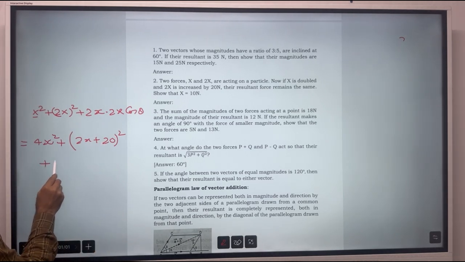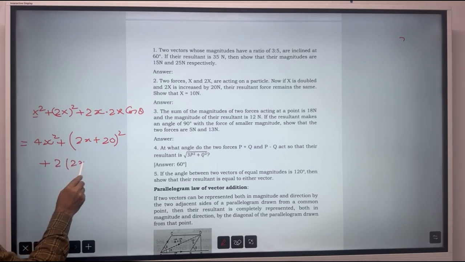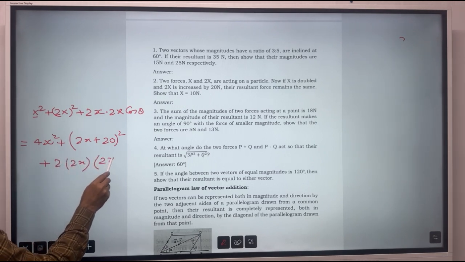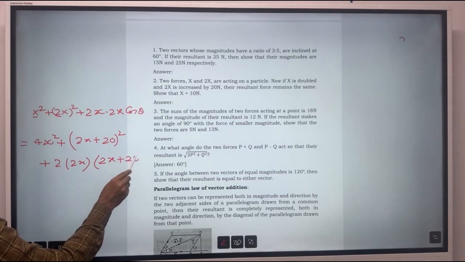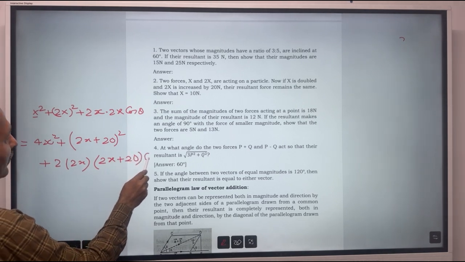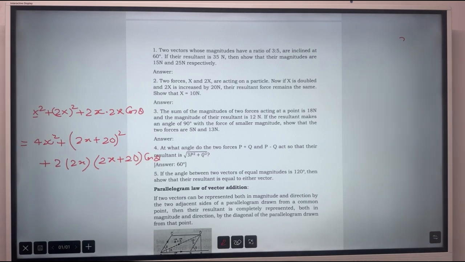plus twice of, first one is 2x, second one is 2x plus 20, cos theta. Now we can simplify this to get the value of x, and that will come out to be x equal to 10.